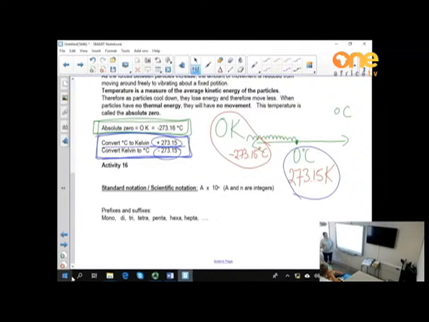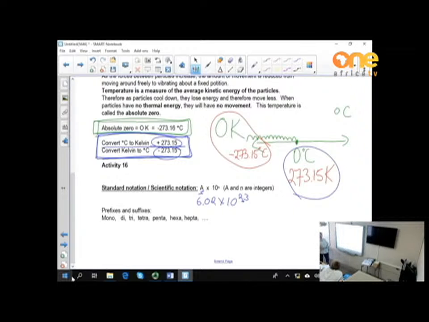Then there's an activity 16. I want you to do that. Have you done it? Good. We will mark it. Then standard and scientific notation is simply in the format A times 10 to the power N, for example 6.02 times 10 to the power 23. A is usually a number with a unit and 2 decimal places, and N is an integer.